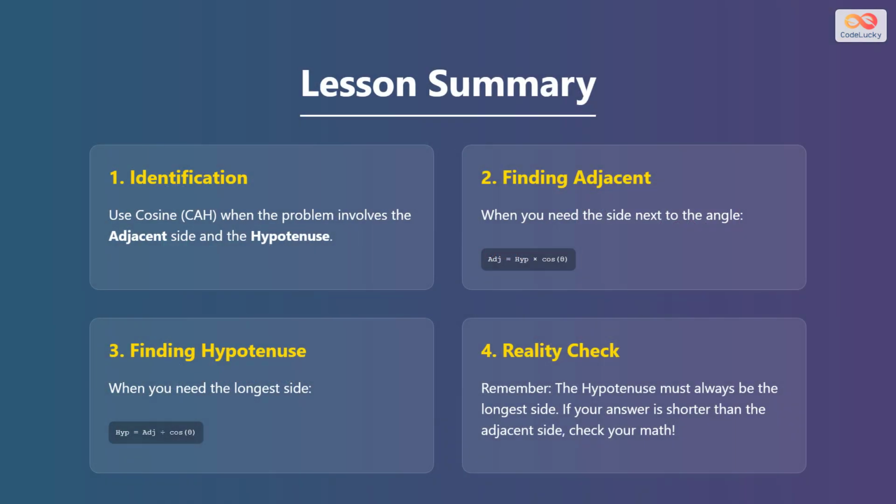To wrap up, remember these key points. Identify if you have the adjacent and hypotenuse sides involved. To find the adjacent side, multiply the hypotenuse by the cosine of the angle. To find the hypotenuse, divide the adjacent side by the cosine of the angle.